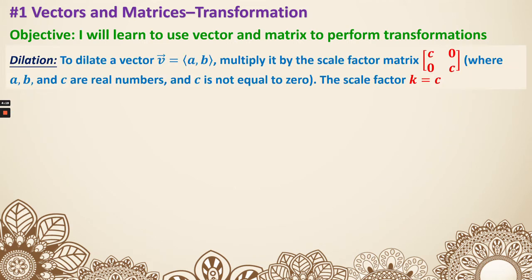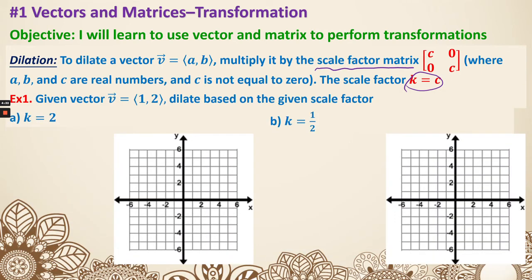Now moving on, the first one, dilation. To dilate a vector V is V multiplied by the scale factor matrix. This is the scale factor matrix. The C would be the scale factor. So for example, we have the vector 1, 2. And the scale factor is a 2, so that means we have a matrix of 2, 0, 0, 2. So let's do our multiplication. Oh, actually, let me graph the first one. So that is my typical 1, 2, the original one.